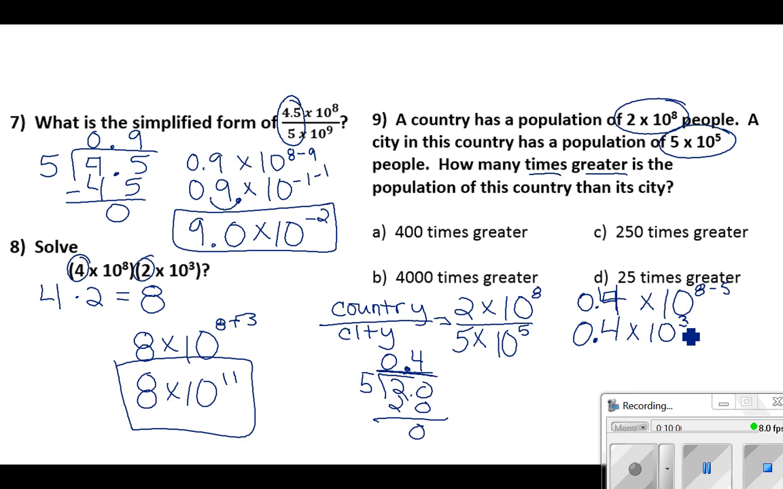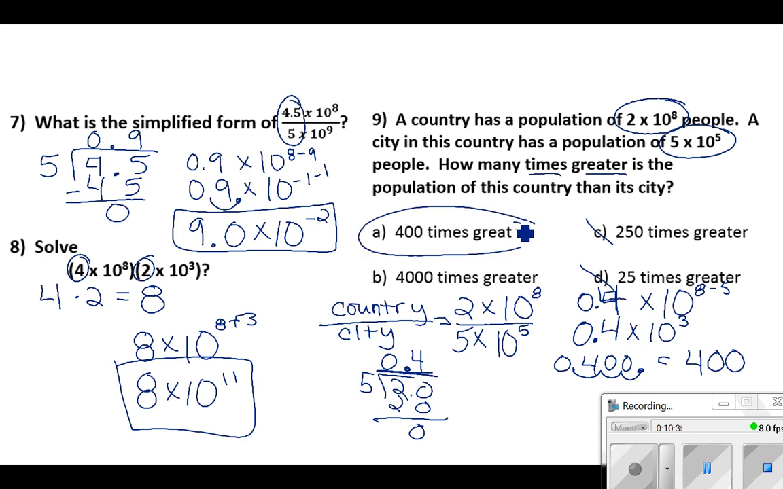So none of our answers look like that. So we have to change our scientific notation into a whole number, into standard form. So if you have 0.4, you're going to move the decimal 3 places. It's a positive 3, so that means it's going to be a big number. We're going to move that decimal point to the right, 3 places. 1, 2, 3. Enter in your zeros, and that would give us 400. We can obviously eliminate C and D, so our answer choice would be 400 times greater. It would be answer choice A.